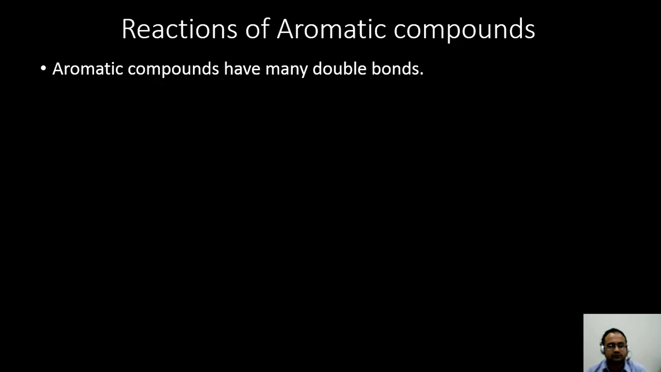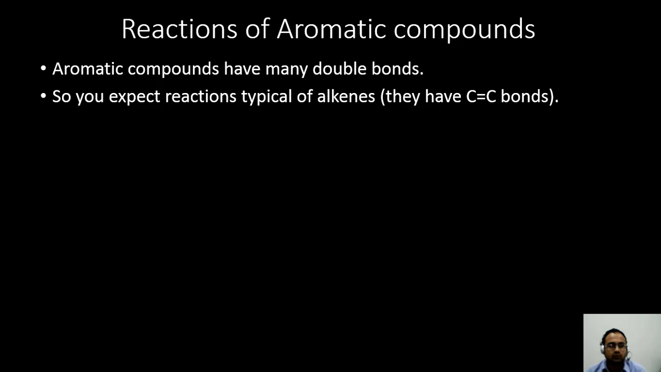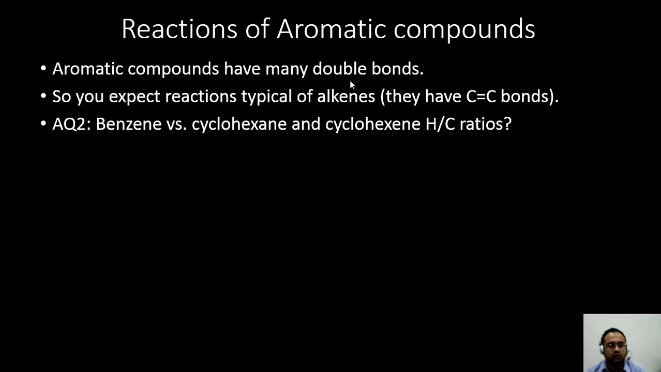Now, as we have seen in the analysis on the last slide, aromatic compounds have many double bonds. Therefore, you would expect reactions typical of a compound containing double bonds, that is alkenes. They have carbon-carbon double bonds. So whatever the reactions of alkenes that we studied last semester, we would naturally expect aromatic compounds to undergo similar reactions. So here is an assignment question for you. Calculate the H by C ratios for benzene, cyclohexane and cyclohexene. I hope you know their structures. If not, they will be available on the screen for you soon.